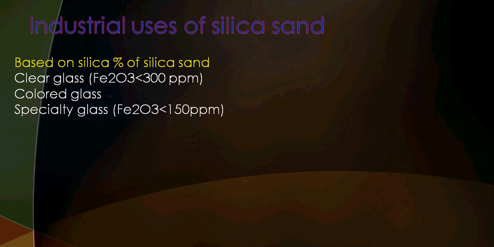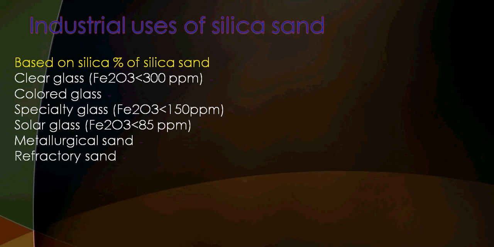Specialty glass, there are so many special glasses, and if we want to produce specialty glass from silica sand, the iron content should be less than 150 parts per million. Solar glass is used to cover the solar panels. In this case, we need a very low iron silica sand, and iron should be less than 85 parts per million. Metallurgical sand. Sand is also used as a refractory sand. It is used to manufacture silicon carbide.